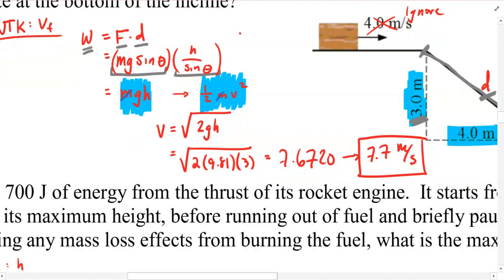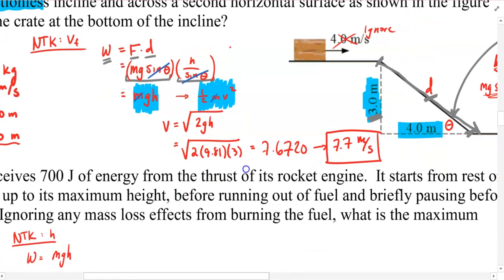And in the process of simplifying this, you'll notice that sine theta and sine theta will cancel, and we're left with just mass times gravity times the height, or the vertical displacement. And here again, if this represents our potential energy, or the work being done by gravity, then that should be equal to the kinetic energy at the bottom, and that also supports the claim we just made.